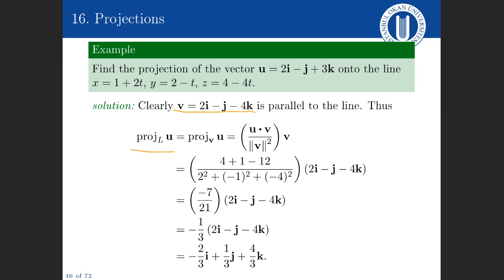The projection of u onto L, which is the same as the projection of u onto v. Here's our formula: u dot v divided by the norm of v squared multiplied by v. I'm going to leave this calculation for you to check when you go through this another time. Check that I haven't made a mistake. Please check that the answer is minus 2 over 3 i plus 1 over 3 j plus 4 over 3 k.